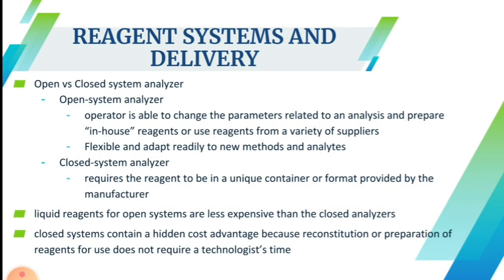Now let's proceed to the reagent system and delivery. In an open system, the operator has the advantage that he can purchase reagents from any company, so he can save money by buying reagents which are cheaper, thereby reducing the cost per test. In a closed system, the operator has to buy chemicals only from a particular company, because reagents from different companies will simply not be accepted by the machine. The machine will not run, so the operator cannot reduce the cost per test. Next, reagents have to be provided in unique containers or format as prescribed by the manufacturer. These two add to cost per test. However, it allows a high degree of automation.